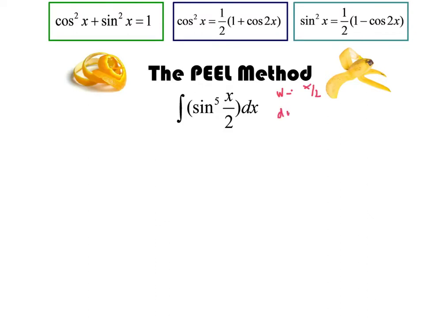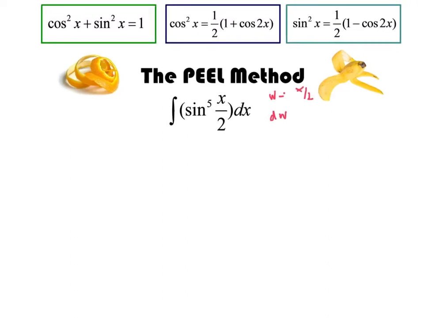So dw will be equal to 1/2 dx. So I can multiply by 2. And that way, let me write this over here, we just don't have quite as much ugly stuff to look at, right? We got a sine to the fifth of just w dw.